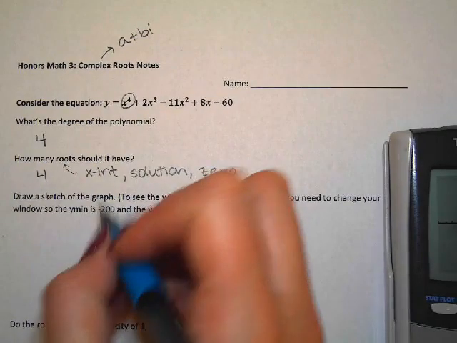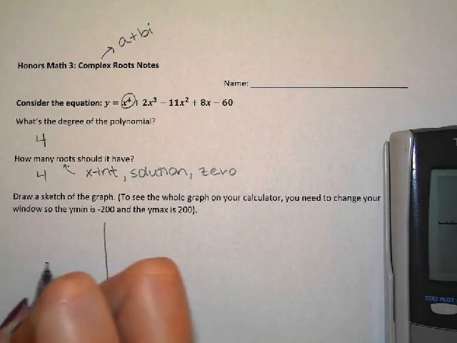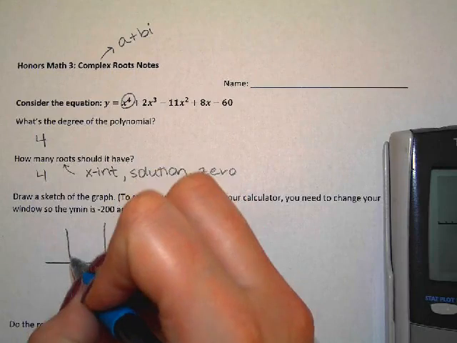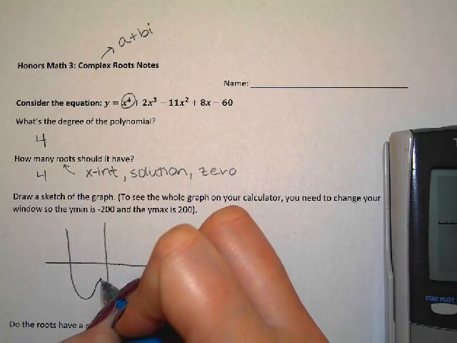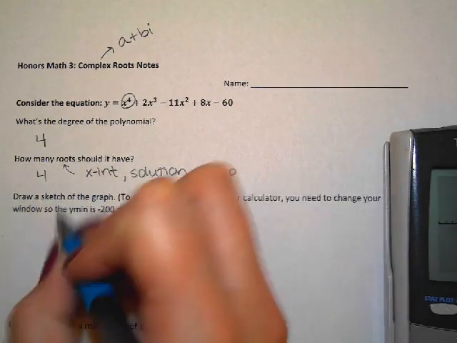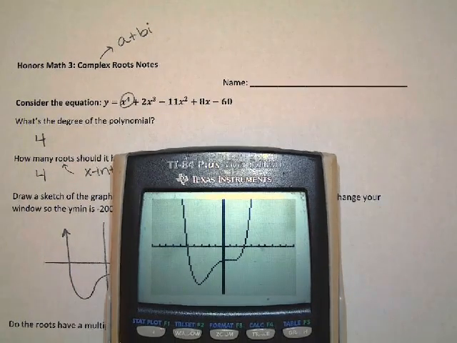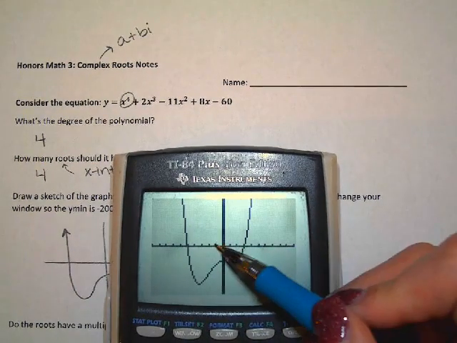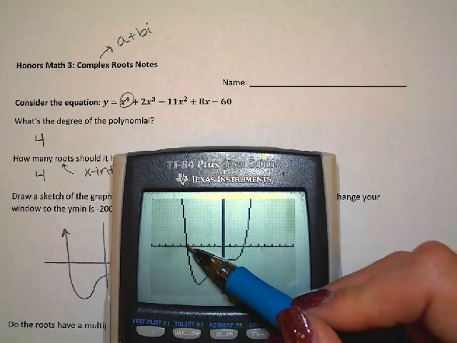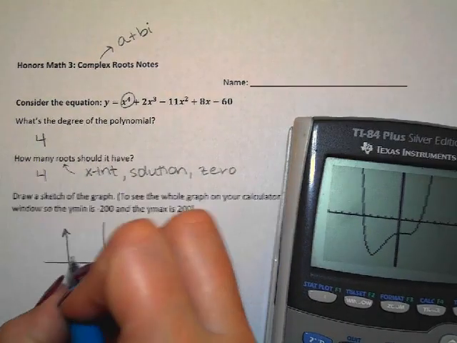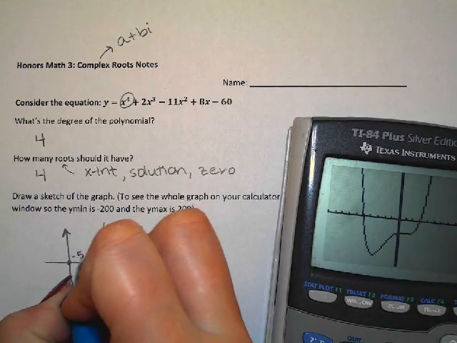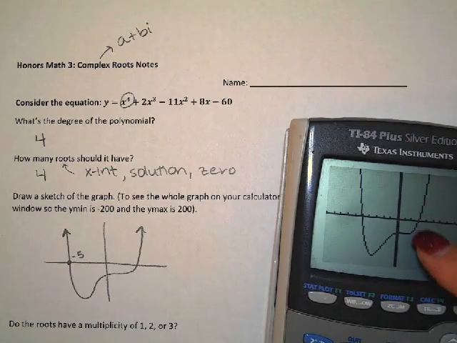So I'm going to draw a little sketch of this. Something like that. Okay. And then if we look at this picture, I can see 1, 2, 3, 4, 5. It looks like it's at negative 5. I will double check that in a moment. And then 1, 2, 3.